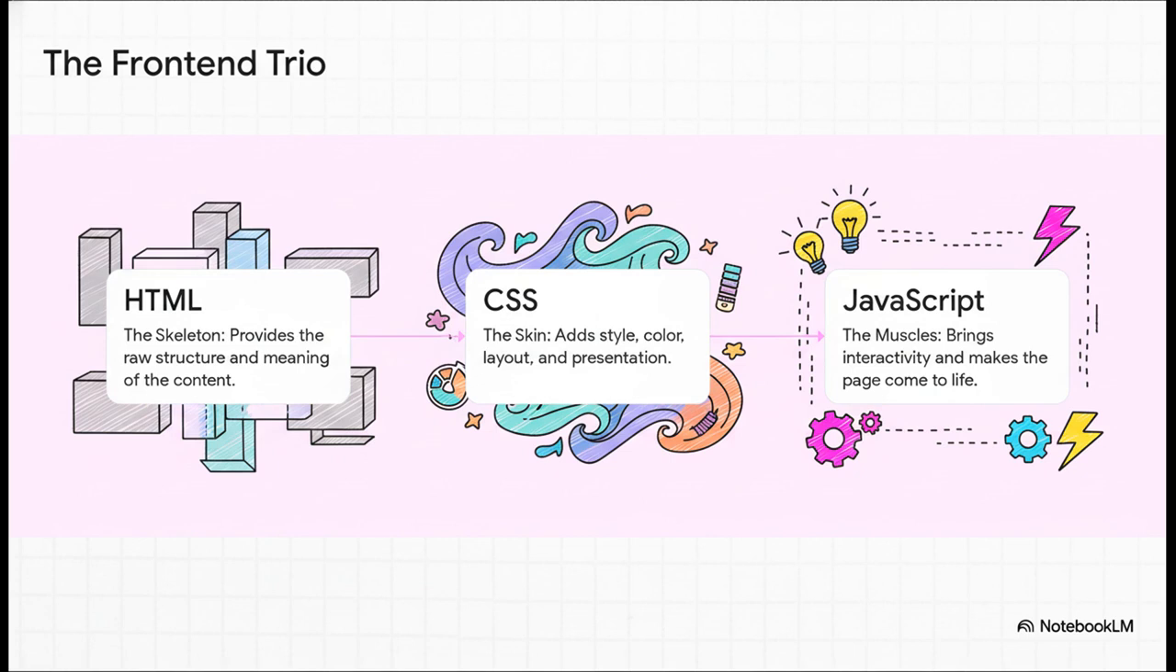Think of a website like a person. HTML is the skeleton. It provides the basic structure and gives everything its meaning. Then you've got CSS, which is like the skin. It adds all the style, the color, the clothing, the entire look. And finally, JavaScript, that's the muscles and the brain. It's what brings the whole thing to life, making it move and react.